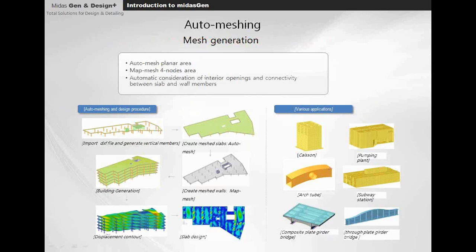Now, the auto mesh feature is also available in Midas Gen. This is useful for slab and wall design. Midas Gen automatically meshes the selected slab or wall element, and even the corners are meshed with great accuracy. It automatically adjusts the size of the mesh, and using this feature you can also model caissons, pumping plants, arch tubes, and underground subway stations can easily be analyzed using this feature.